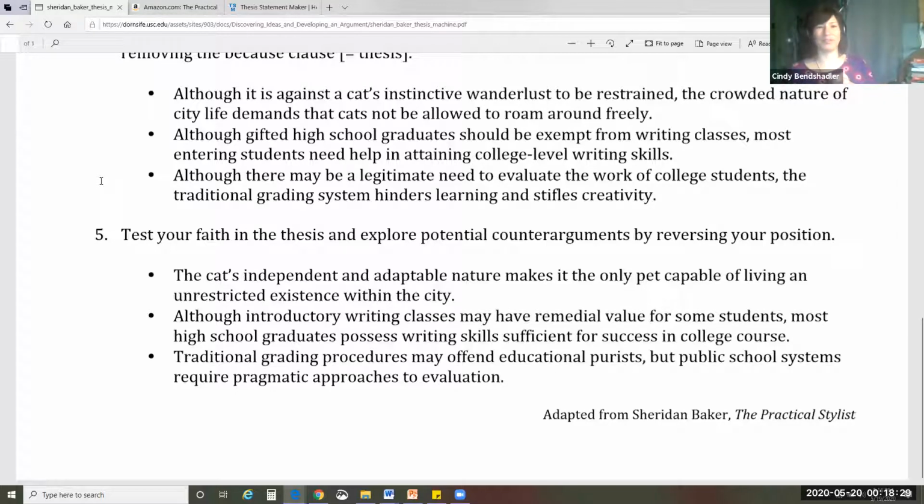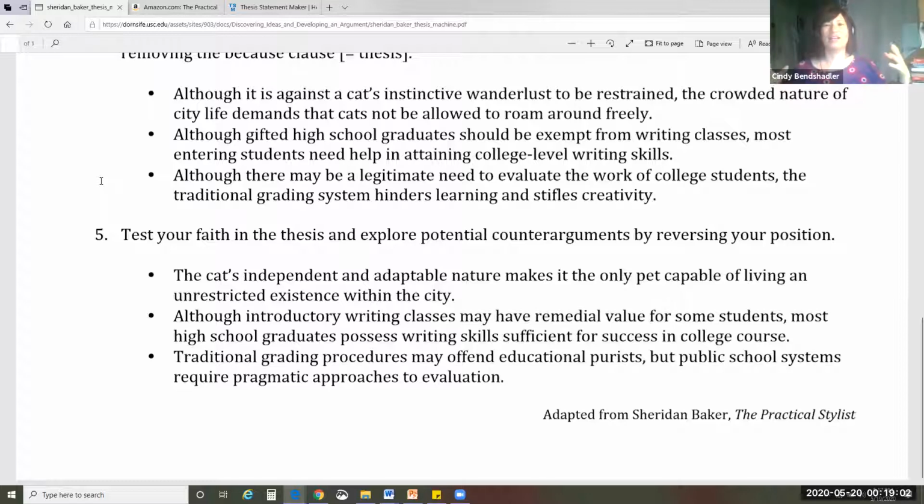So again, we're still saying, okay, we're in the city, but it is the only kind of pet that can do this. It's the only kind of pet that shouldn't have a leash law. For the second example, although introductory writing classes may have remedial value for some students, they're saying, okay, maybe some people do need it. Most high school graduates do possess writing skills sufficient for success in college courses, right?